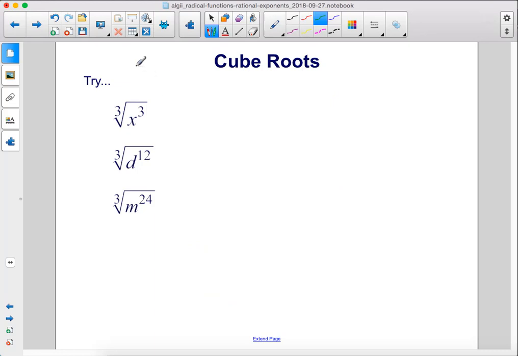Let's try these. So we have the cube root of x cubed. So if we cancel out the cubed, cancel out the cube root, we are left with just x. Here we can rewrite this as the cube root of d to the 4th power cubed. Cancel out the cube, cancel out the cube root, and we have d to the 4th power.